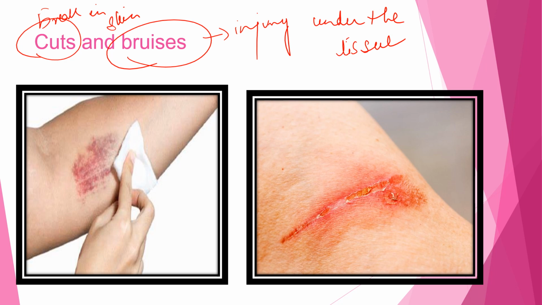So what will happen if bruises and cuts happen? The first application of an ice pack should be given to reduce these black or blue spots or marks. So the first thing is the ice pack application. If there is a superficial cut, we should wash the area properly and dry it properly.